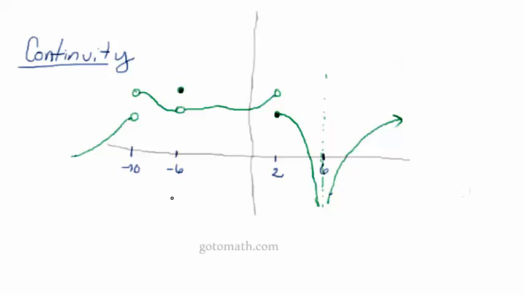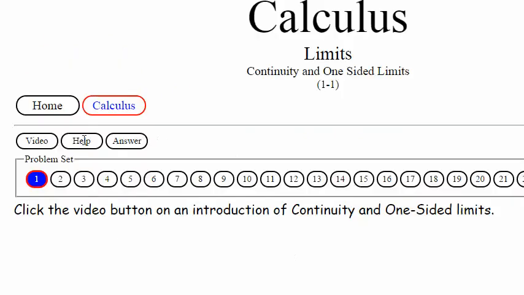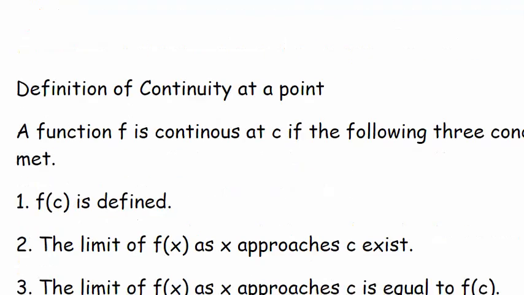Now, there's actually a definition of continuity, and three things must be satisfied in the actual definition. The definition of continuity at a point: a function f is continuous at c if the following three conditions are met. f of c must be defined, the limit of f of x as x approaches c exists, and the limit of f of x as x approaches c is equal to f of c.